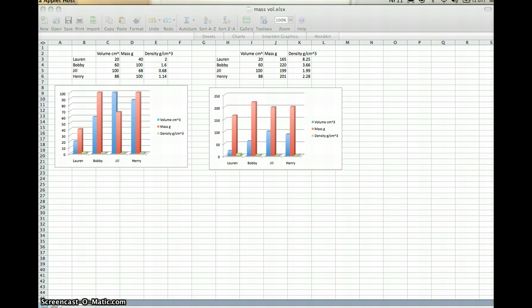Volume, on the other hand, is how much three-dimensional space a substance like a solid, liquid, or gas can contain. That can be found by using a graduated cylinder or a simple equation like base times length times height. Lastly, density is the measure of mass per unit of volume. This can be found using the simple equation density equals mass divided by volume.